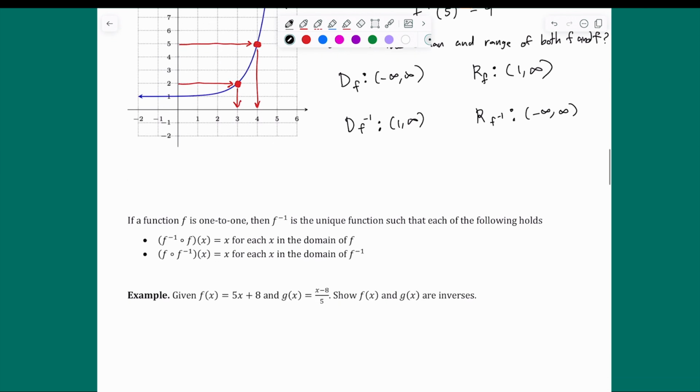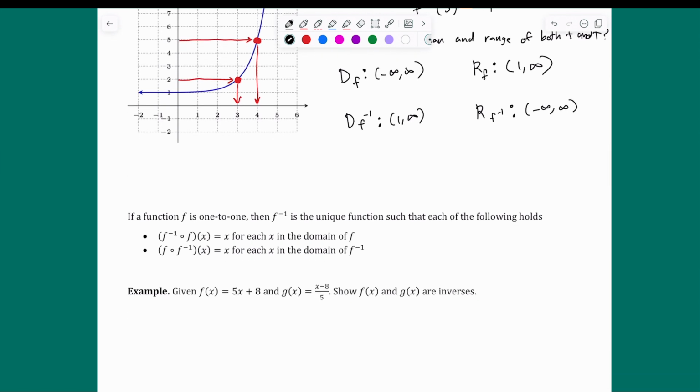If a function f is one-to-one, then f inverse is the unique function such that each of the following holds. The composition f inverse of f of x equals x for each x in the domain of f. Likewise, f of f inverse of x is equal to x for each x in the domain of f inverse. This essentially tells us that f inverse is unique. For any function that has an inverse, the inverse is unique.